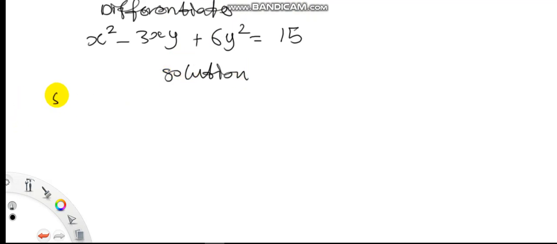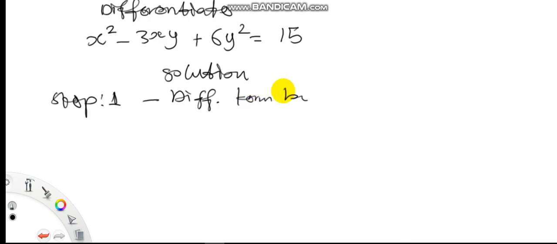So our first step, we differentiate term by term. Differentiate term by term. So now to differentiate this term by term, let's go on and do this. The derivative of x squared will be 2x.